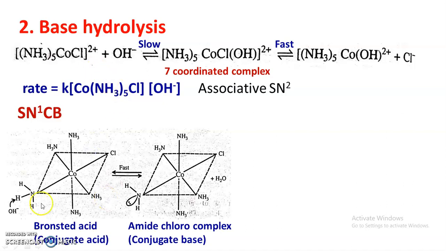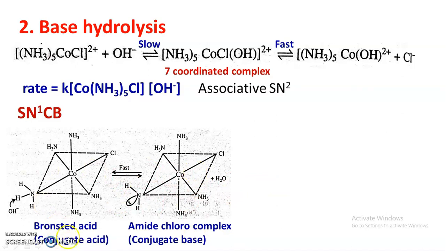Now consider the octahedral complex, that is the pentaammine chloro cobalt(III) ion. It acts as a Bronsted acid, and when it comes in contact with the hydroxy group, that is a strong base, one of the hydrogens of this NH3 is removed by this strong base in the form of water, and this conjugate acid or Bronsted acid is converted into the conjugate base, that is the amide chloro complex. So this is the first step.